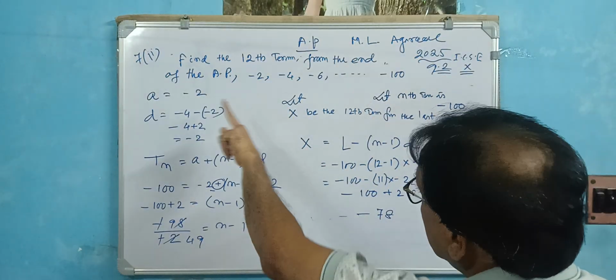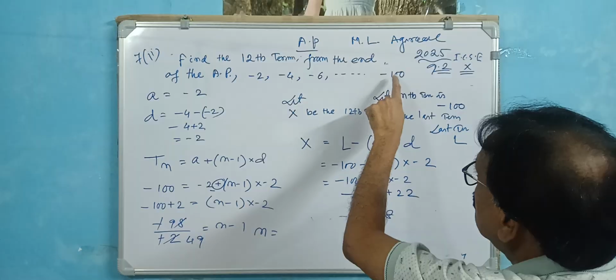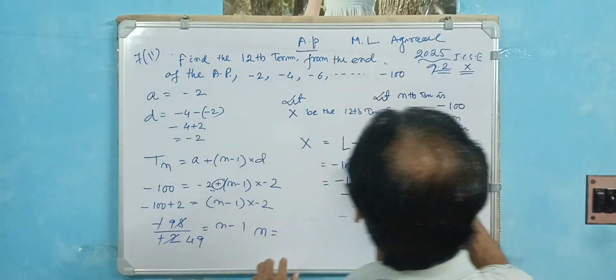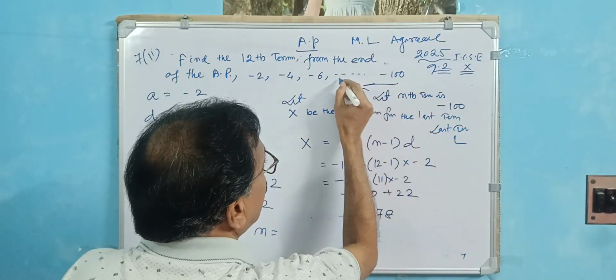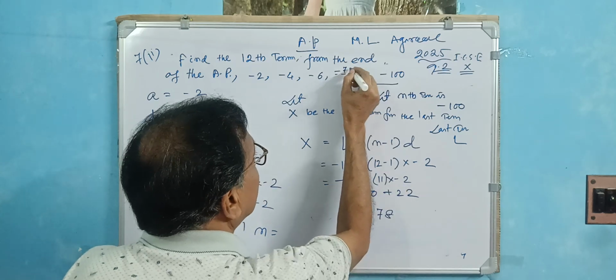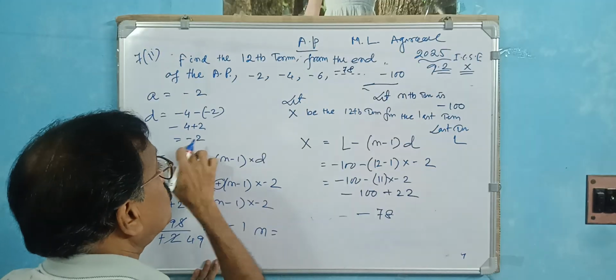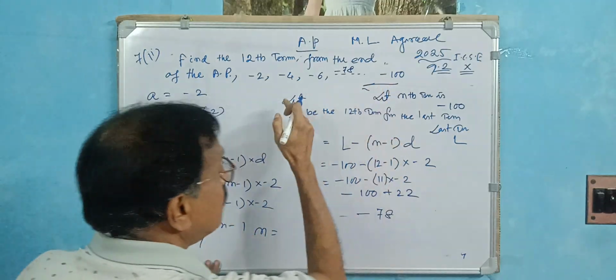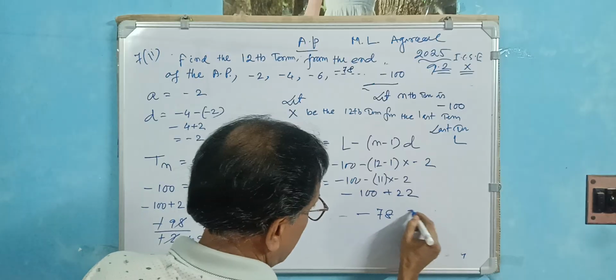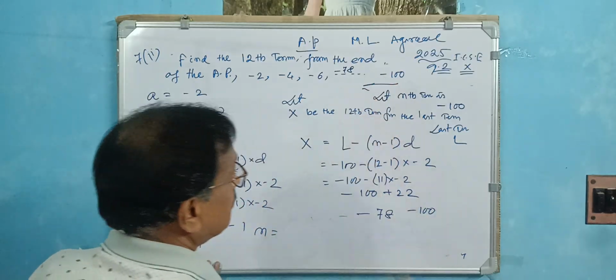From this, and the last, from the last. Okay. So this is the first term, second term, third term, fourth term. From here you start. What is the value of the 12th term? This is minus 78. From here, first term, second term. What is the common difference? Actually minus 2. So you just minus minus minus plus. Actually minus 100. This is the minus 100.